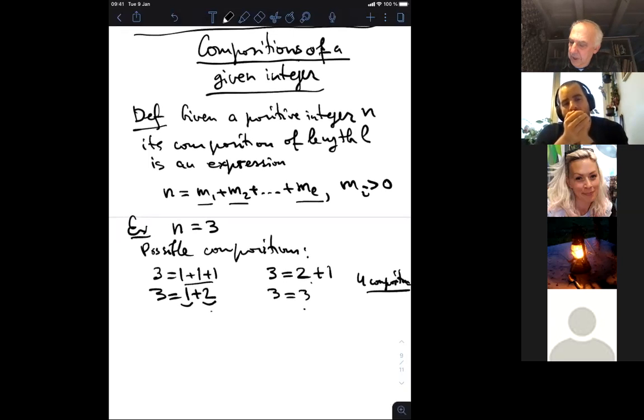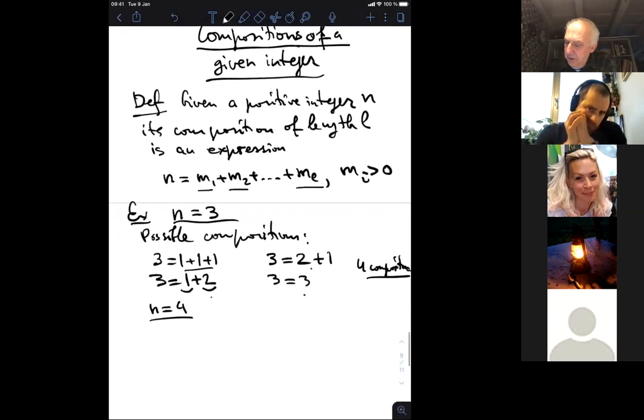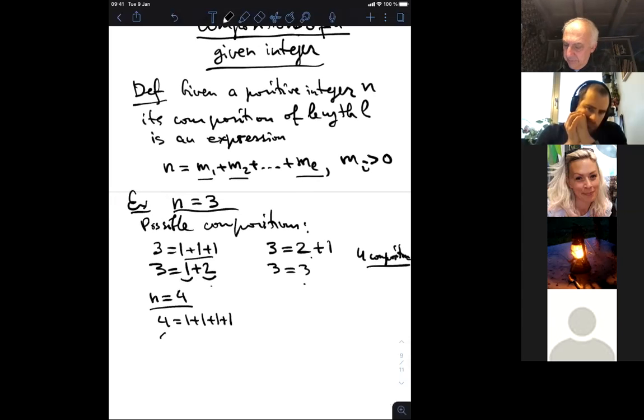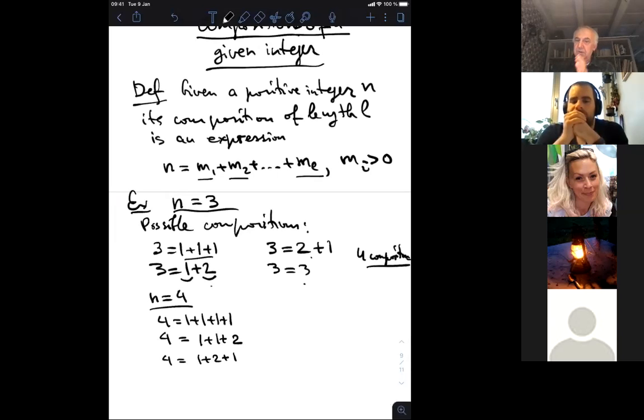What about n equals 4? Let's see how many we get for 4. Again, I am counting all of them, all possible lengths. So the minimal would be 4 equals 1 plus 1 plus 1 plus 1, all ones. That's the longest one. Now we can have 4 equals 1 plus 1 plus 2. So we can have 4 equals 1 plus 2 plus 1. That's a different one because the order is important.